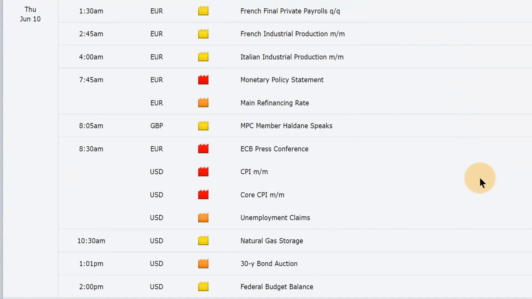All right, here is the economic calendar for tomorrow. Now, I have not been showing you recently, but I want to really preface it by saying just be mindful tomorrow that the 10th of June, we have at 7:45 a.m. high impact euro monetary policy statement and the main refinancing rate. And then 8:30 a.m. we have the ECB press conference, and then high impact dollar, CPI, and core CPI with unemployment claims as well. Lots of volatility tomorrow.